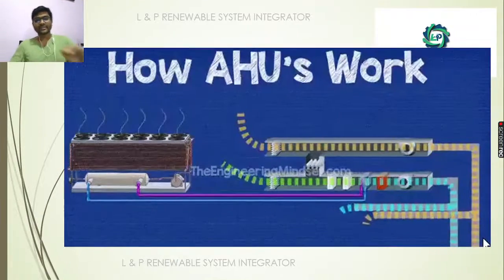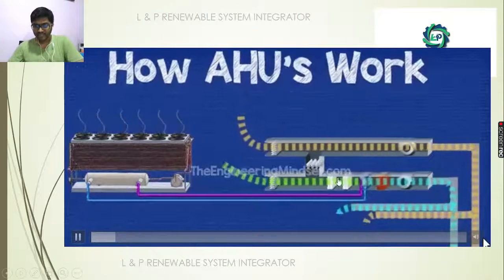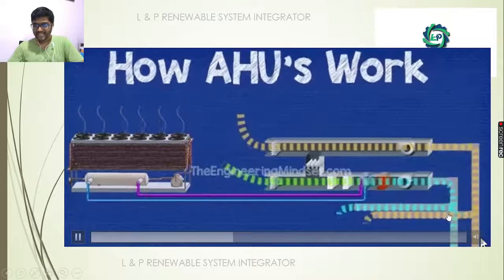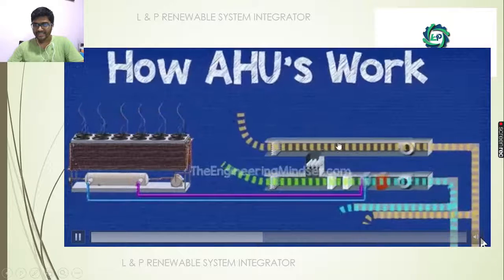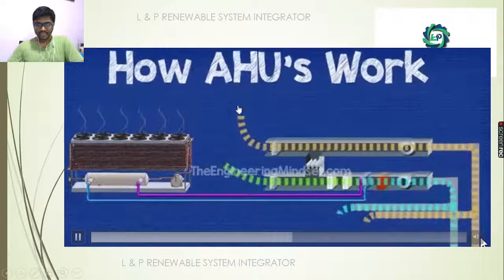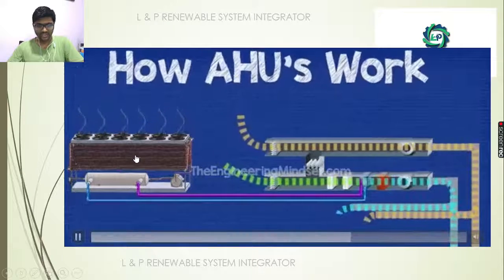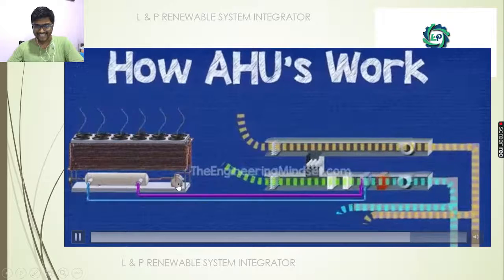So this is one of the videos from the Engineering Mindset. It will be useful for you to know how the AHU works. See here, this is the supply from the supply fan side, serving the air from the cooling, and this is taking air outside. For the cooling coil from the chiller units, we are getting the supply line, and this is the return line.